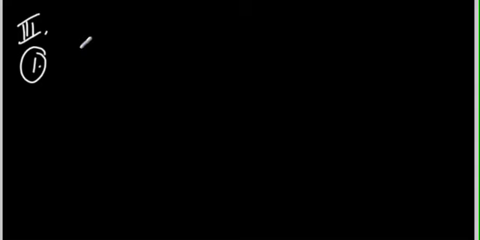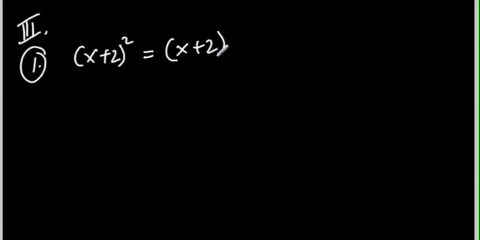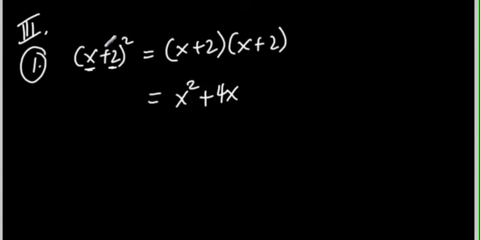Okay, so the first one is x plus 2 squared. Now if you remember the trick, right? Well, let's go over what this means first. This means x plus 2 times x plus 2, right? We can do it the long, old-fashioned way, but remember the trick that I showed you. Whenever you're squaring a binomial, just square the first term, which is x squared. The middle term is basically the first term times the second term times 2. So in other words, x times 2, which is plus 4x. And finally, you just square the last term, which is 4.